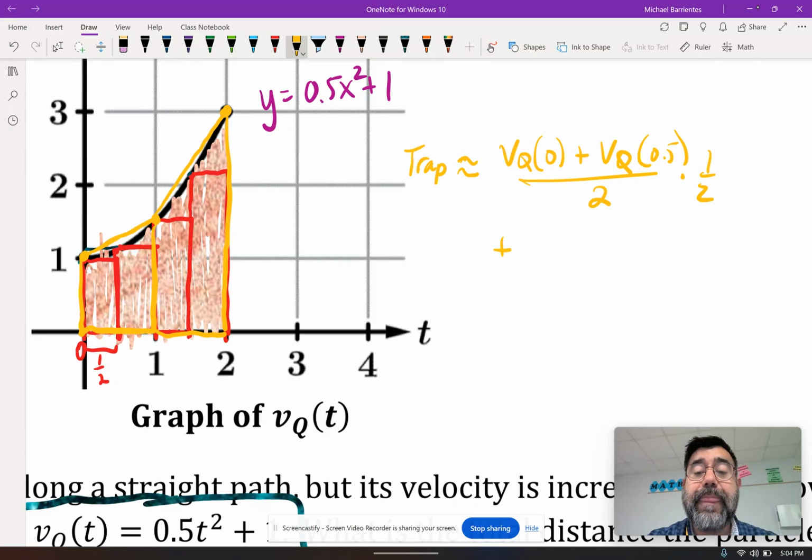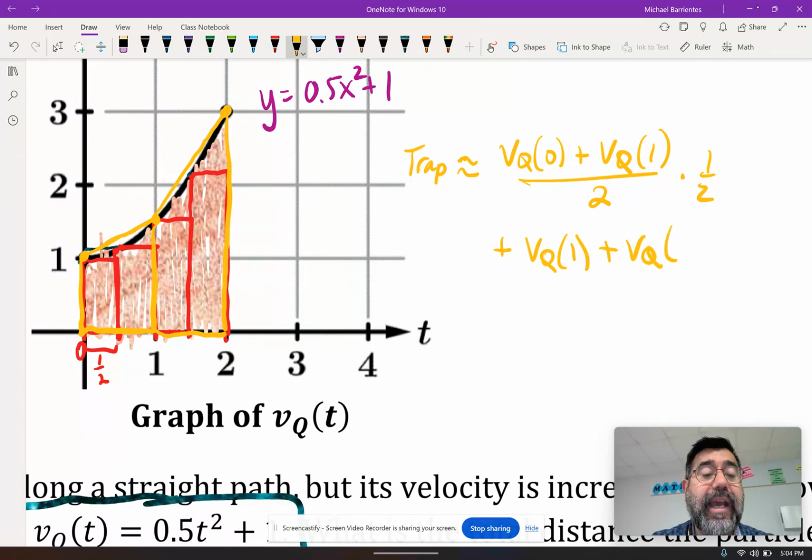plus this other trapezoid, which would be the function at 0. Oh, I'm sorry, not 0.5. My mistake. The height that I'm measuring of the trapezoid is at 1. And then the next trapezoid would be the height at 1, plus the height at 2, all divided by 2, because I need to take the average of the bases, multiplied by 1/2. If I do this on my calculator and I put it together, I'm going to get my estimate.